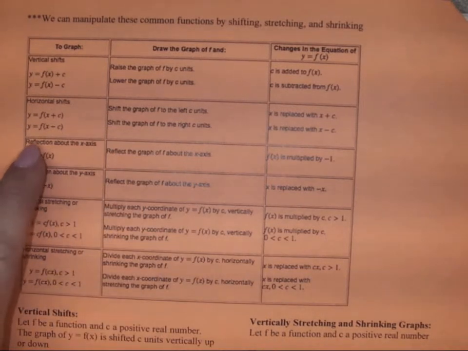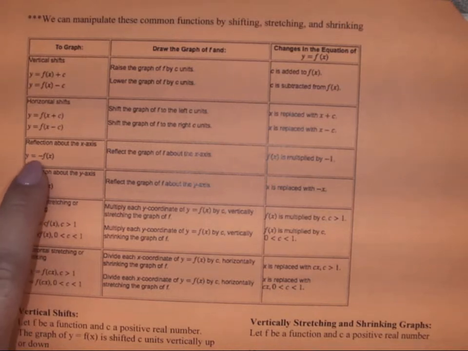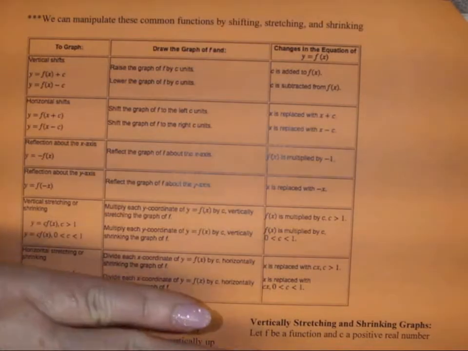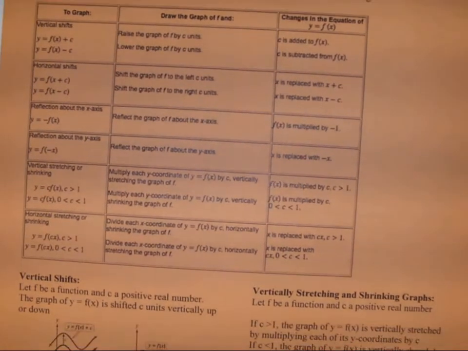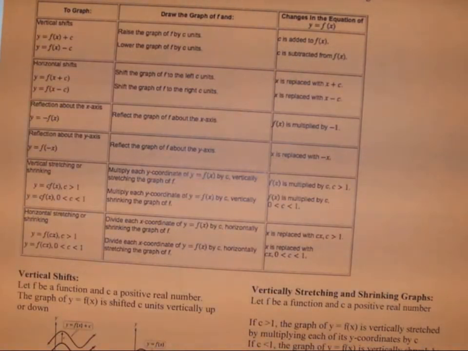A reflection about the x-axis is going to be a negative on the outside, and so it's going to reflect this way over the x-axis. If it's on the inside, it's going to reflect over the y-axis.